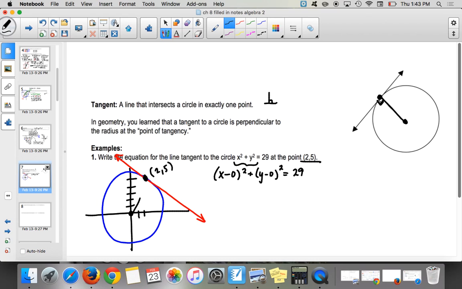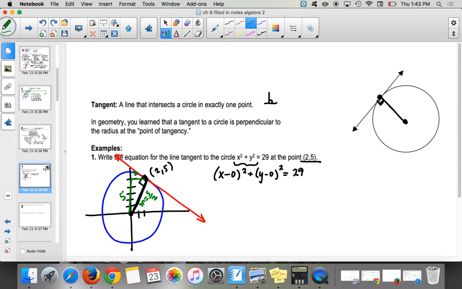I'm going to connect the center of the circle to that point, and when I do, it creates a 90-degree angle. Do you guys know the slope of this black line? I go up and over. How much do I go up and over? I go up and over 5/2, right? I count my rise over run, so my slope is 5/2.